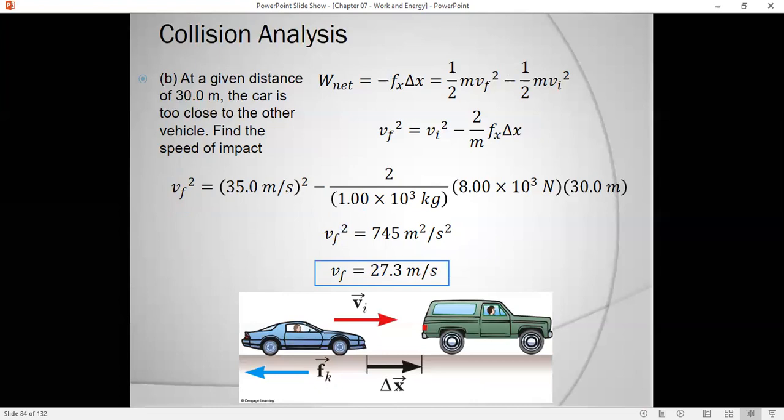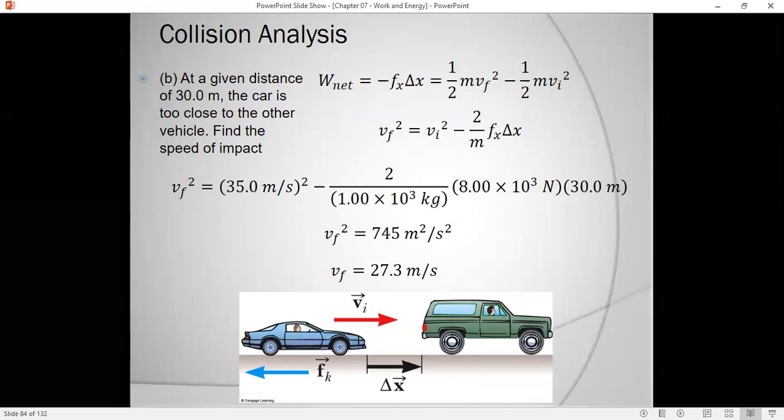27.3 meters per second is still about 60 miles per hour. So in 30 meters, I've only slowed down from about 75 to 60 miles per hour. I'm going to hit a car in front of me, and I will tell you, getting out of that without injury is going to be highly, highly unlikely.